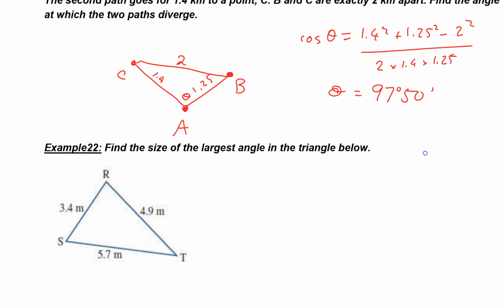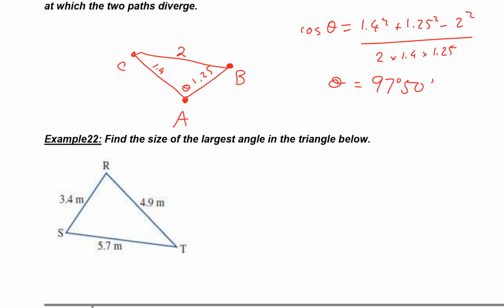Wonderful. Find the size of the largest angle. We've got to use a bit of common sense here. You could find all three of them and then determine which was the largest. You could take a guess, but that would not be a good idea. You need to know that the largest angle is opposite the longest side, and the smallest angle opposite the smallest side. The longest side is 5.7, so this is my largest angle, R.